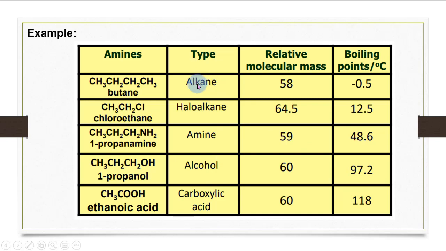So this one has London forces, this one has dipole-dipole. You have hydrogen bonds with less electronegative nitrogen, alcohol has hydrogen bonds as well, with more electronegative oxygen. And then carboxylic acid is stronger because it exists as a dimer through hydrogen bonding. You can practice the explanation.